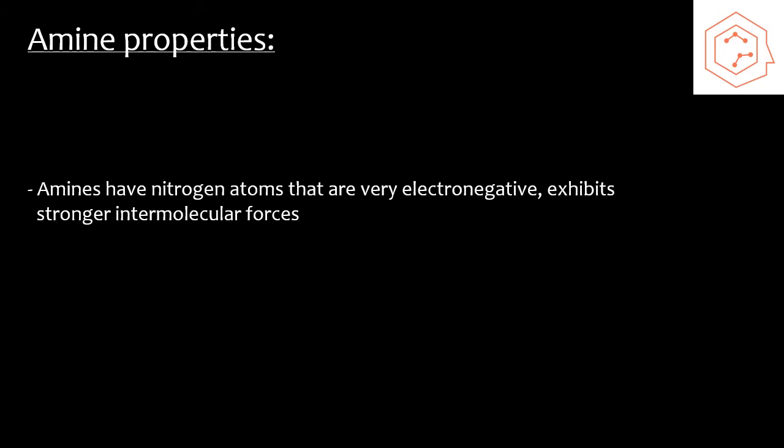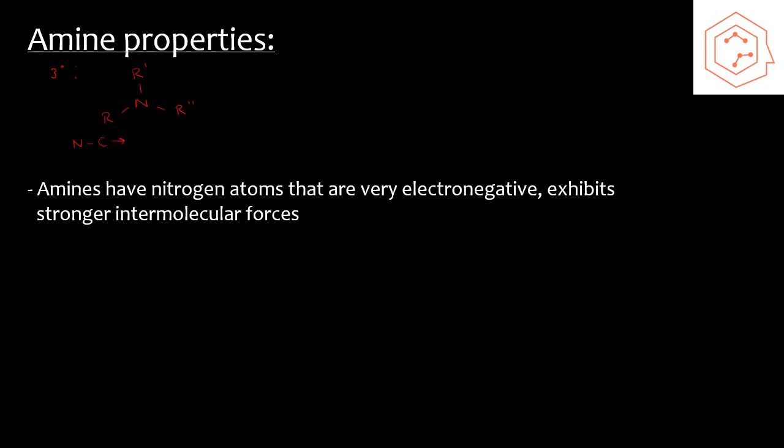So amines have nitrogen atoms, and nitrogen atoms have fairly high electronegativities. So they're going to exhibit those stronger intermolecular forces. I'm going to draw out the three different types of amines. So in a tertiary amine, our nitrogen has been bonded to three different alkyl groups. All the hydrogen atoms have been substituted. So these R's are really going to be alkyl groups. So we're only going to have those NC bonds.